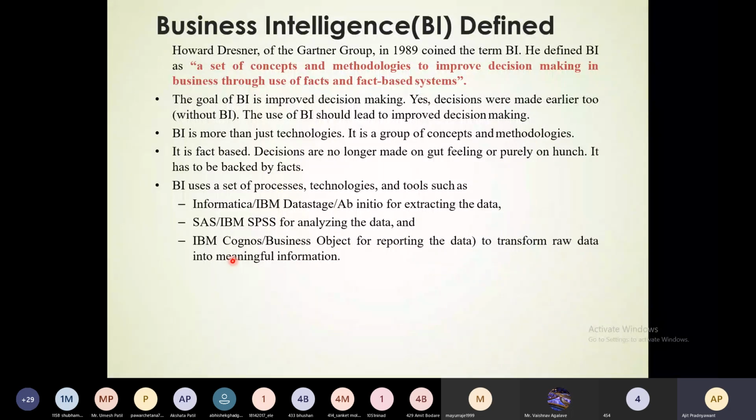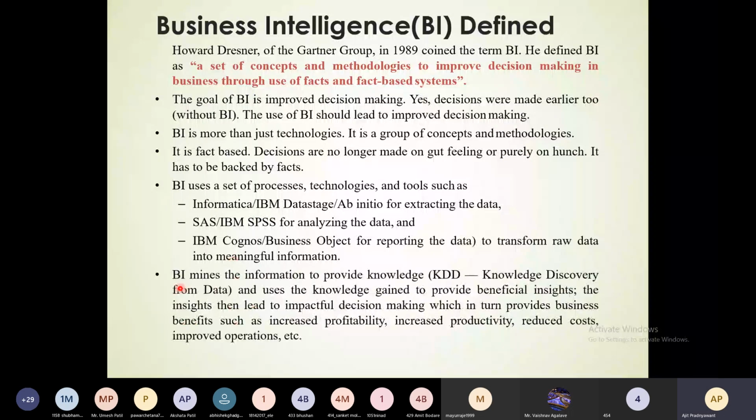Business intelligence mines the information to provide knowledge, that is, knowledge discovery from data. In the organization, you will have a huge amount of data, but you need to mine the data to retrieve the meaningful information from it. It is called knowledge discovery from data. That uses the knowledge to provide beneficial insights. The insights then lead to impactful decision making, which in turn provides business benefits such as increased profitability, increased productivity, reduced cost, improved operations, etc.